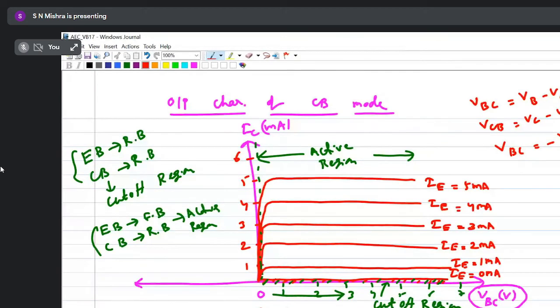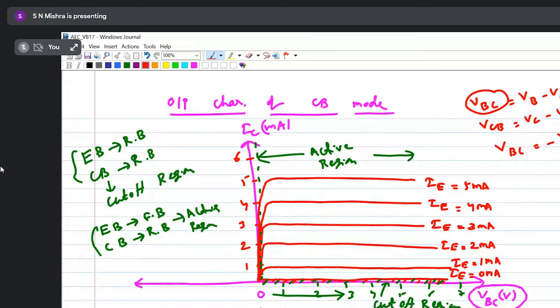Yes, sir. So same thing I have written. If I take VBC as my voltage, then I have to consider it positive. If I take VCB, then I have to take it negative. Okay, but the thing is clear. We are giving VCB as negative voltage.